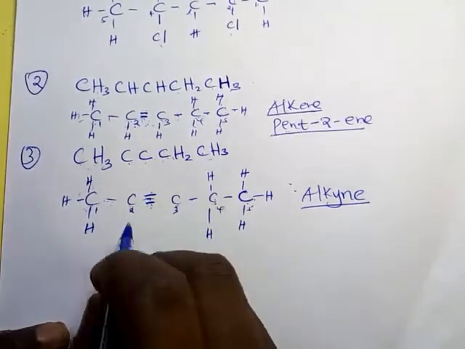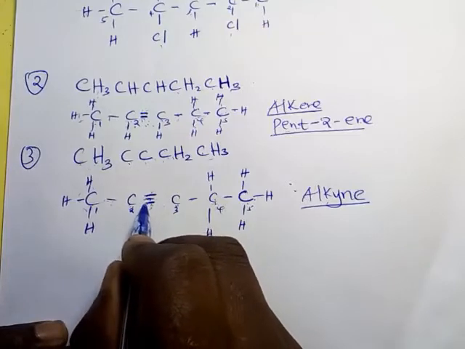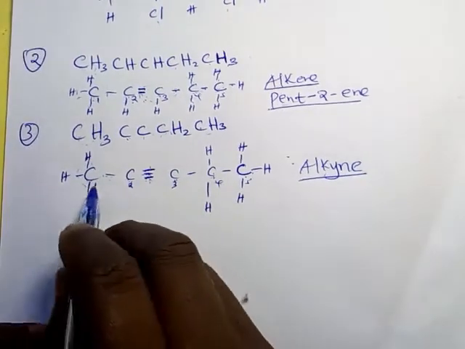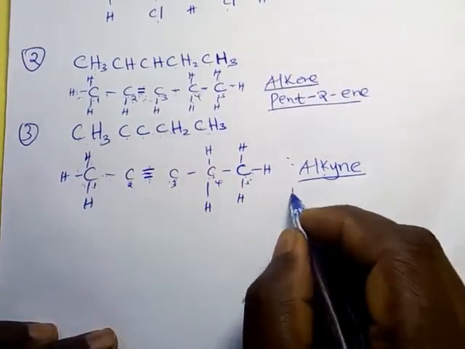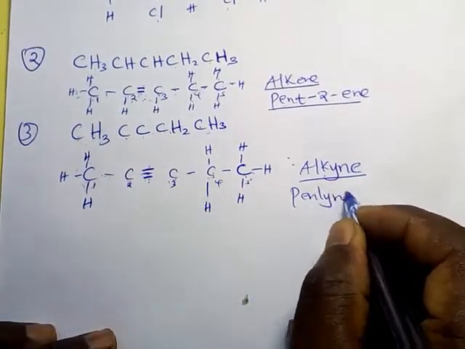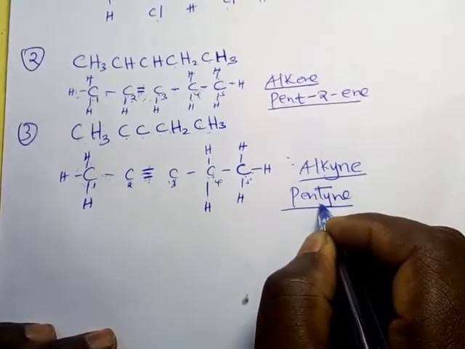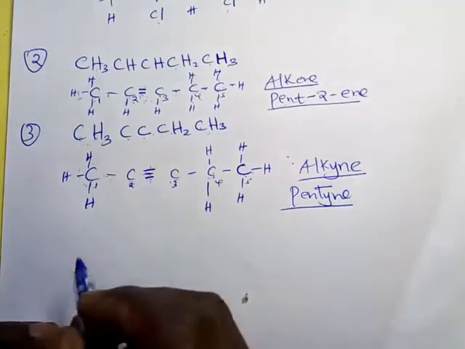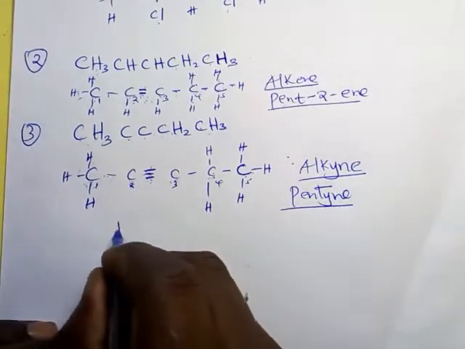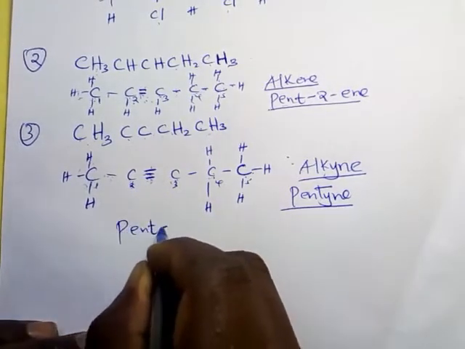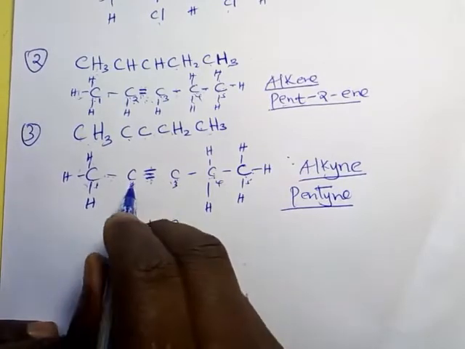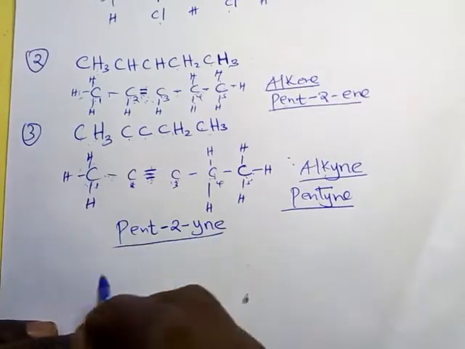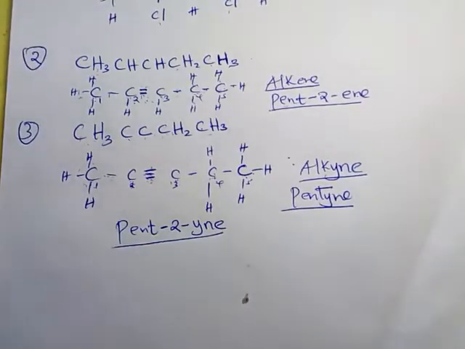So it means that our triple bond functional group is on carbon number 2. Therefore, the correct naming now is 1, 2, 3, 4, 5. The parent is pentyne. But now it is pentyne, we must give the functional group the position where it is. So it is on carbon number 2. So we write pent-2-yne. And that's how we name the compounds.